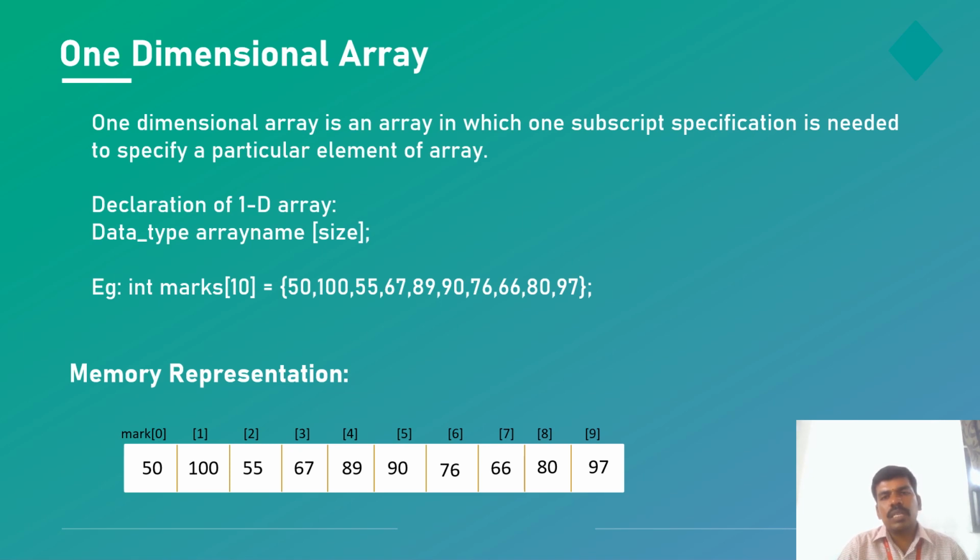A one-dimensional array is an array in which one subscript specification is needed to specify a particular element of the array. Declaration of a 1D array: data type, array name and size. For example, int marks[10], where 10 marks are entered. Memory representation is marks[0], marks[1], marks[2], marks[3], marks[4], marks[5], marks[6], marks[7], marks[8] and marks[9]. The array memory addresses run from 0 to n minus 1. In this array, a total of 10 memory locations are allocated. The address starts from 0, so it ends with the highest index of 9 in this particular array.